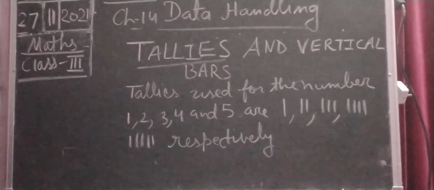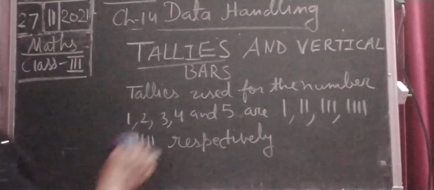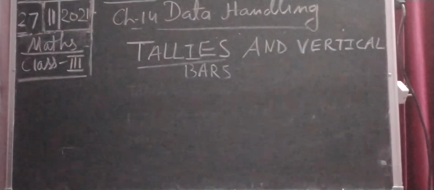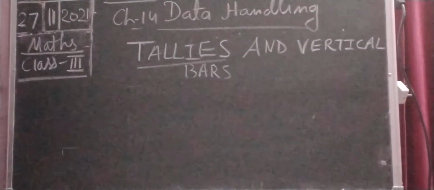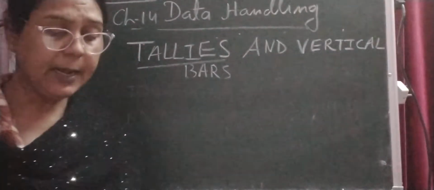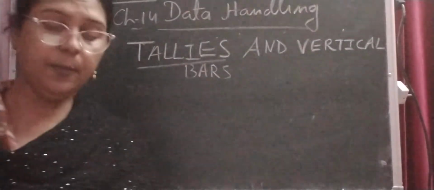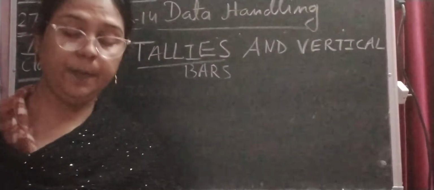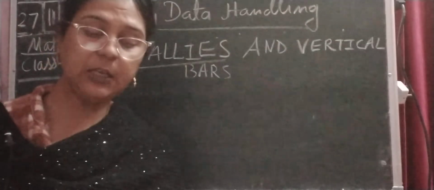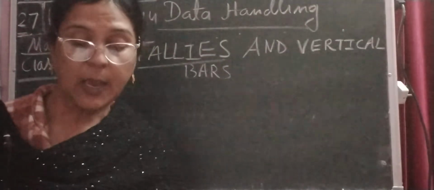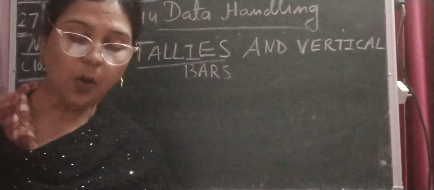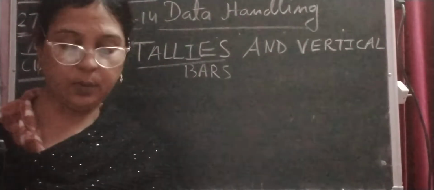Okay, children. Tallies and vertical bars. So children, I will give you an example that Sumit has some toys in a box all mixed up. Okay. And he wants to know how many toys of each kind he has. As it is not easy to find out from the box, he spreads all the toys on the floor.